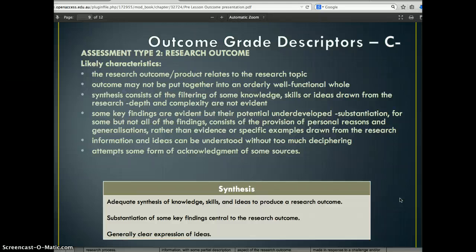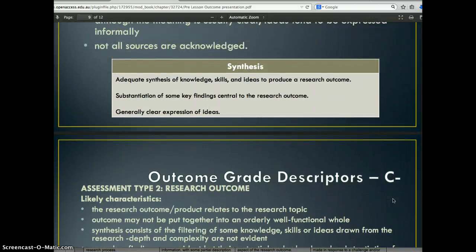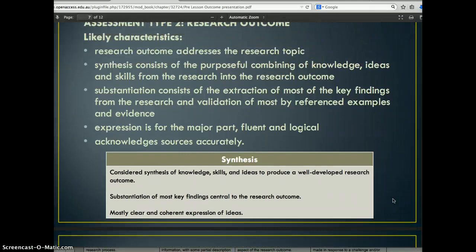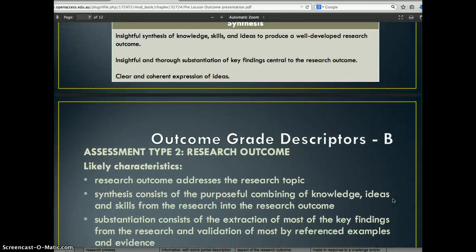Attempt some form of acknowledgement of some sources. So that's the bare minimum that you need to do to pass. If you're just going for Research Project A and you're just looking to pass, you should be aiming for between a C and a B to be safe.